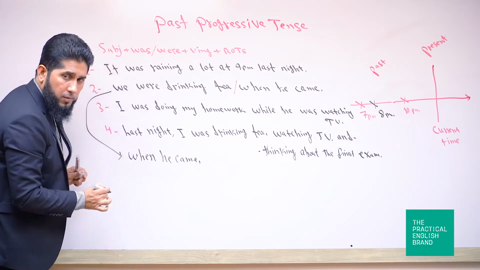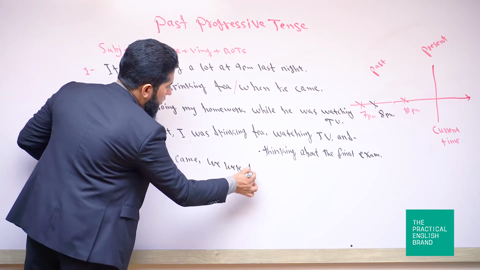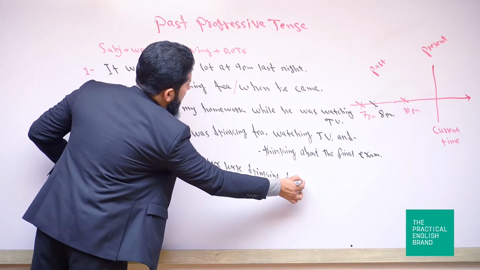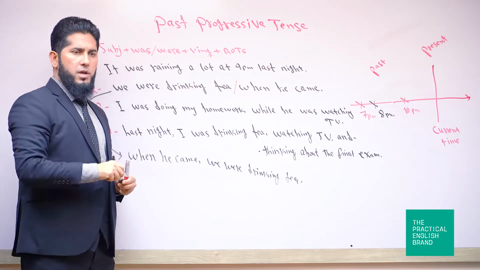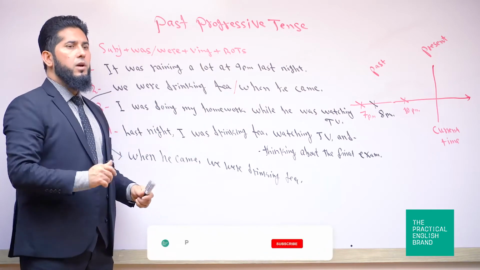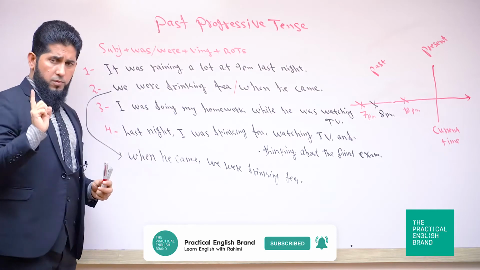in this case, you need a comma, okay? When he came, we were drinking tea. But just keep in mind that the action of drinking tea was in progress. It happened first. And then the action in the time clause, or in simple past tense, happened secondly, okay? And it somehow interrupted the first action. That's all.